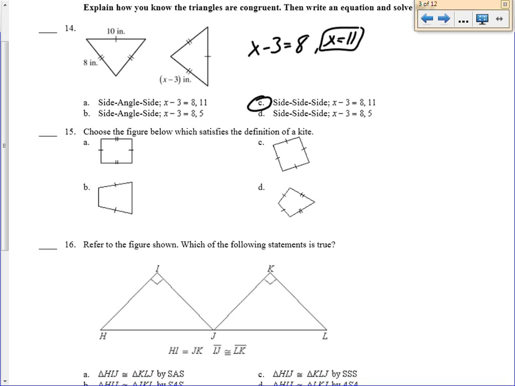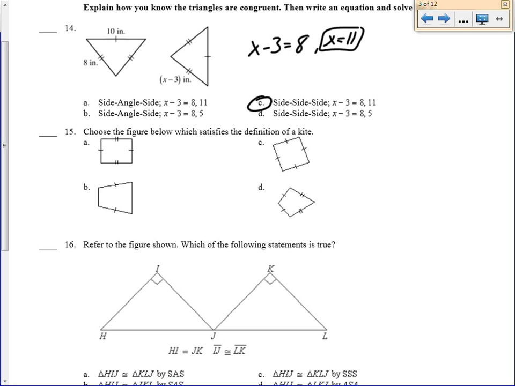So it's C. Choose a figure below that satisfies the definition of a kite, based on the tick marks. Don't get tricked by this one. Letter A is a parallelogram. Opposite sides are congruent. There's nothing that tells me that's 90 degrees. Coach Hill, those look like 90 degrees. Don't go on that.